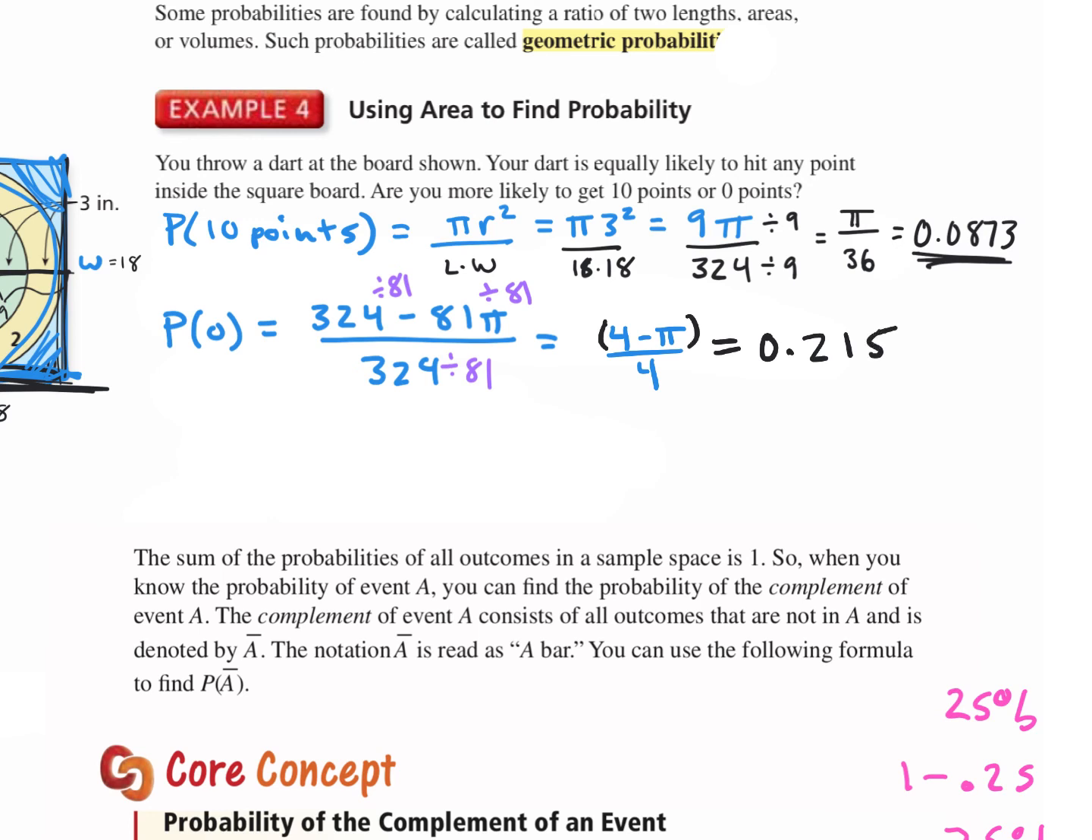So what are you more likely to do? Land in the 10 points or land in the 0 points? The 0. 0, because this is bigger, right? Yes. So we're more likely to get 0 points.